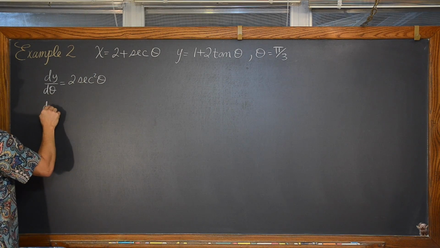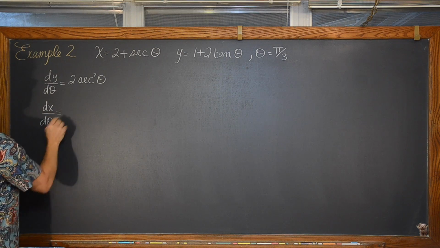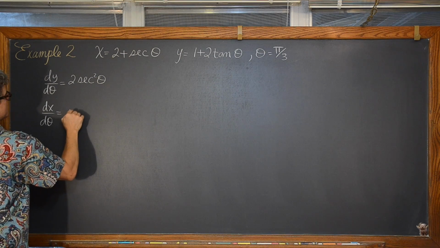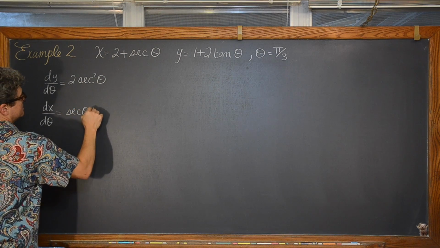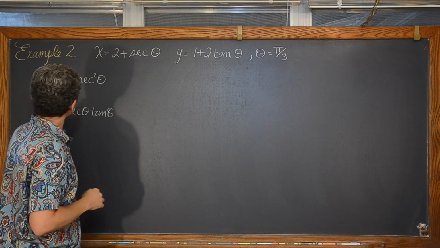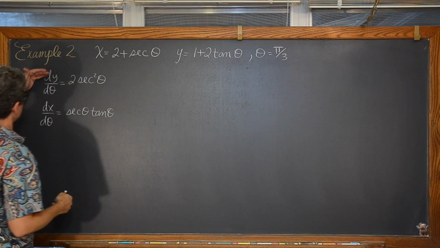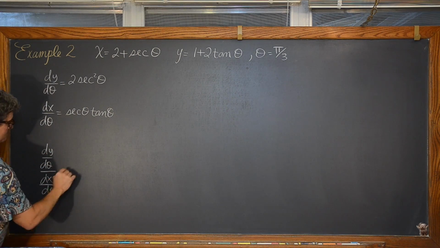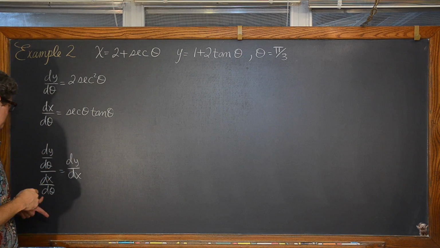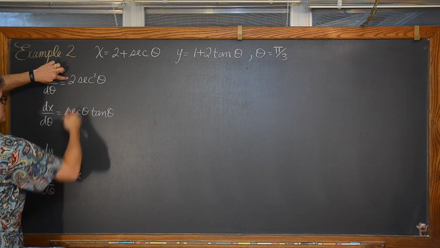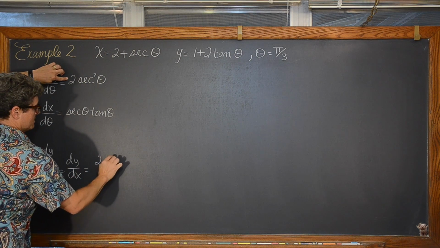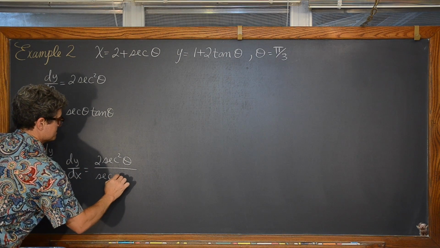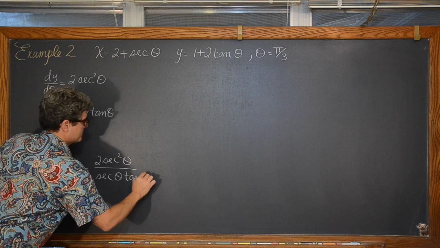And dx d theta is going to be, the derivative of a constant is 0, and the derivative of secant is secant theta tangent theta. Now, setting up our first derivative as dy d theta over dx d theta, we get dy dx is equal to 2 secant squared theta over secant theta tangent theta.